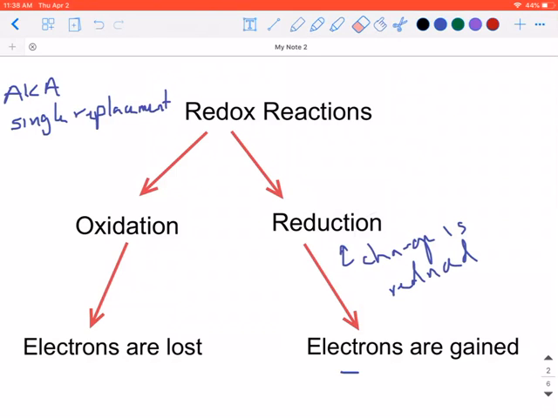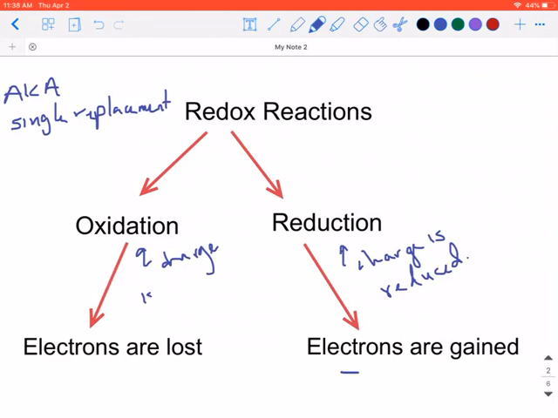Okay, so charge is reduced. Wow, that is terrible handwriting. Let me try that again. Charge is reduced. Alright, cool. That looks a little bit better. So, that means if an atom is losing electrons in oxidation, this charge is increased. So charge is increased.